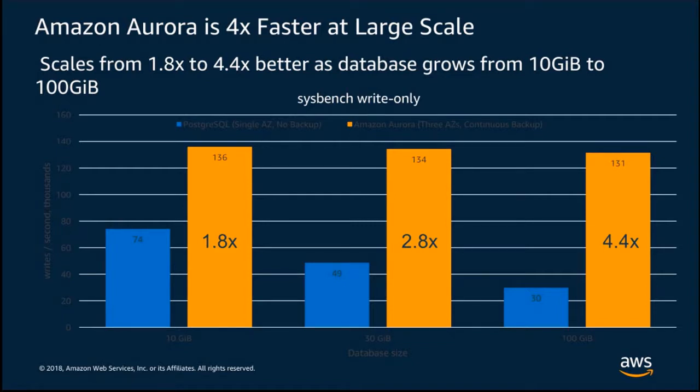From 10 gig to 30 gig to 100 gig, you can see that the performance of Aurora drops only a little bit as we go to much larger databases. Whereas the throughput for standard Postgres drops quite a bit, to the point where the performance multiplier goes from 1.8x up to 4.4x as the database gets larger.